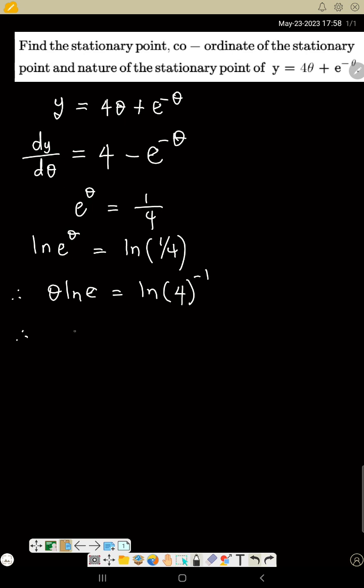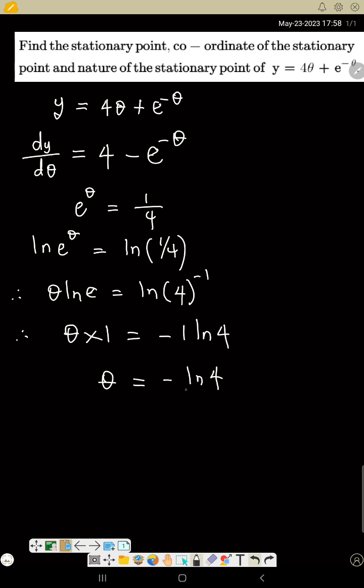For that, this will be theta times 1 equals minus 1 times ln 4. So this minus goes to the back. Theta times 1 is theta. So theta is minus ln 4. So this is our theta.